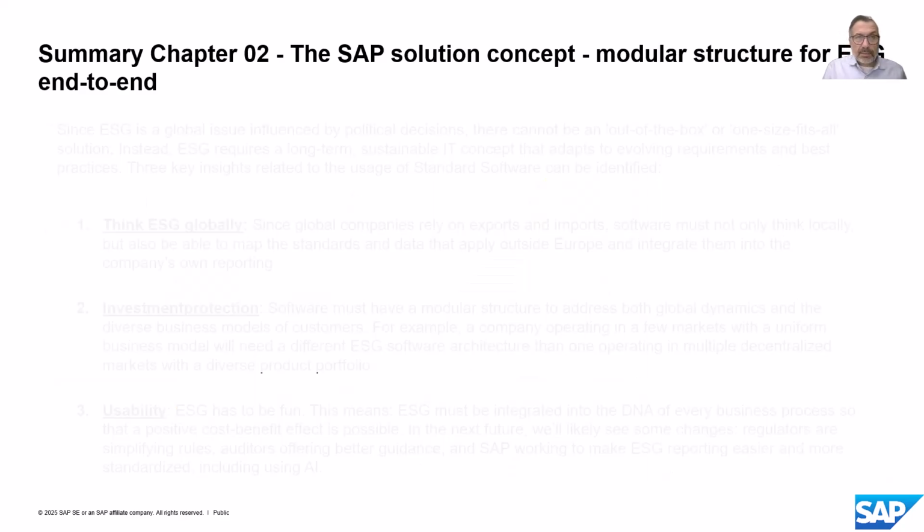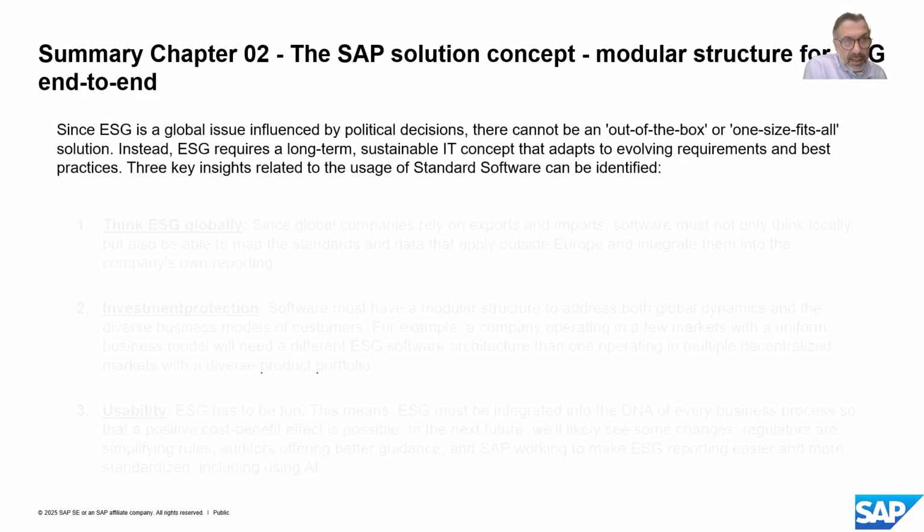So this brings me to the summary of my second chapter, Modular Structure for ESG End-to-End. I'll start with a key sentence. Since ESG is a global issue influenced by political decisions, there can't be an out-of-the-box, one-size-fits-all solution for all the time. And I can confirm that this sentence really delivers the right message. Instead, ESG requires a long-term sustainable IT concept that adapts to evolving requirements and best practices.